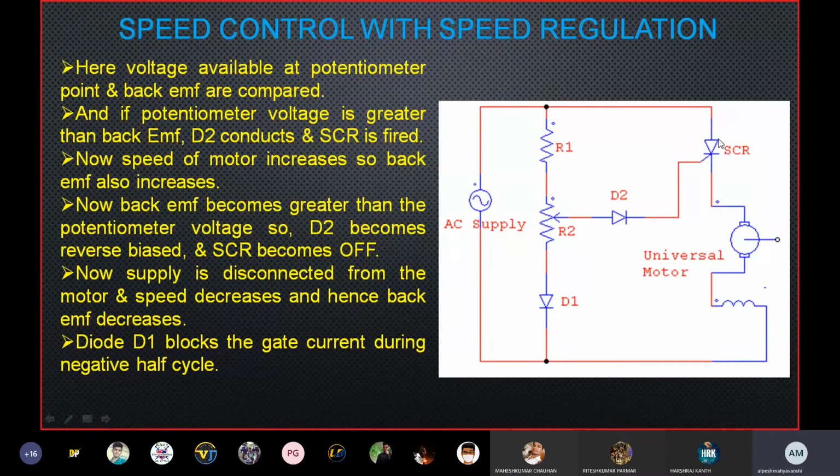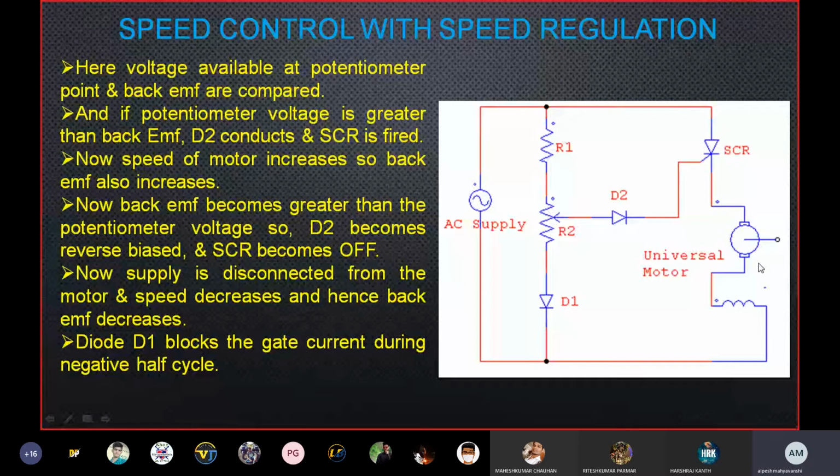As soon as the SCR becomes turned on, supply is given to the motor and the speed of the motor will increase. As the speed increases, the back EMF of the motor also increases. Now once again, the back EMF and the potentiometer terminal voltage are compared. At that time, this back EMF becomes greater than the potentiometer terminal voltage.